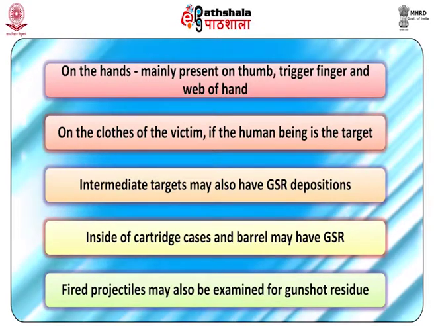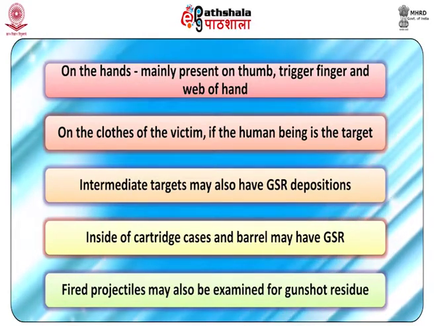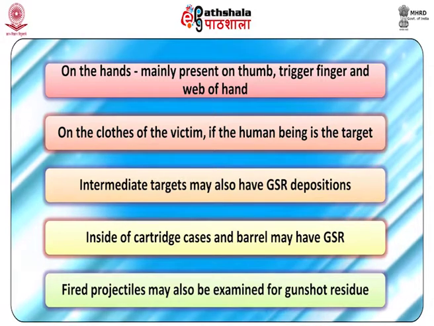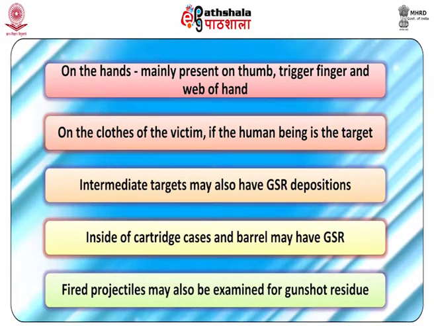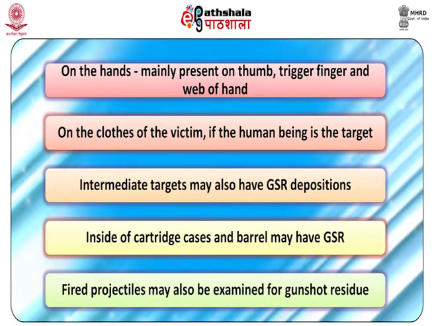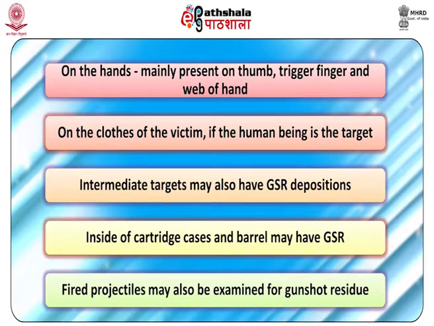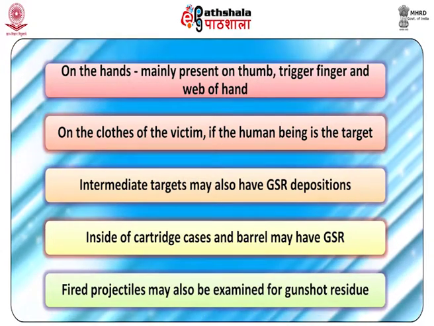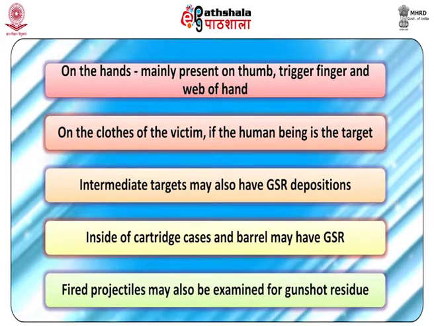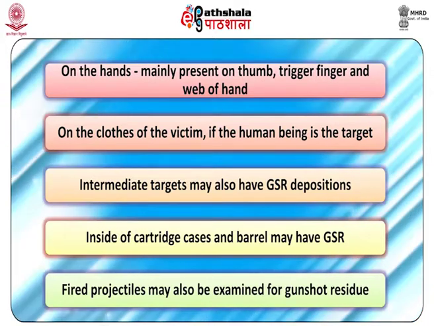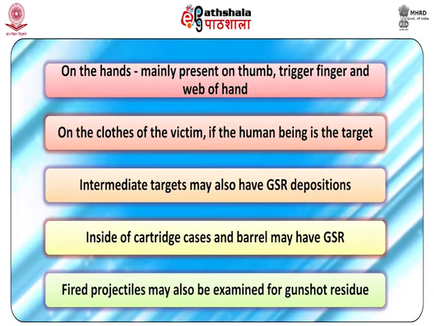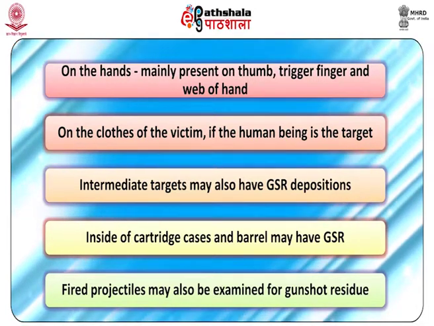GSR may be looked for on the hand, mainly present on the thumb, trigger finger, and web of the hand. On the clothes of the victim if the human being is the target. Intermediate targets may also have GSR depositions. Inside of cartridge cases and barrel may have GSR. In addition, the outside surface of the barrel can also be examined for gunshot residue. Along with it, fired projectiles may also be examined for gunshot residue.